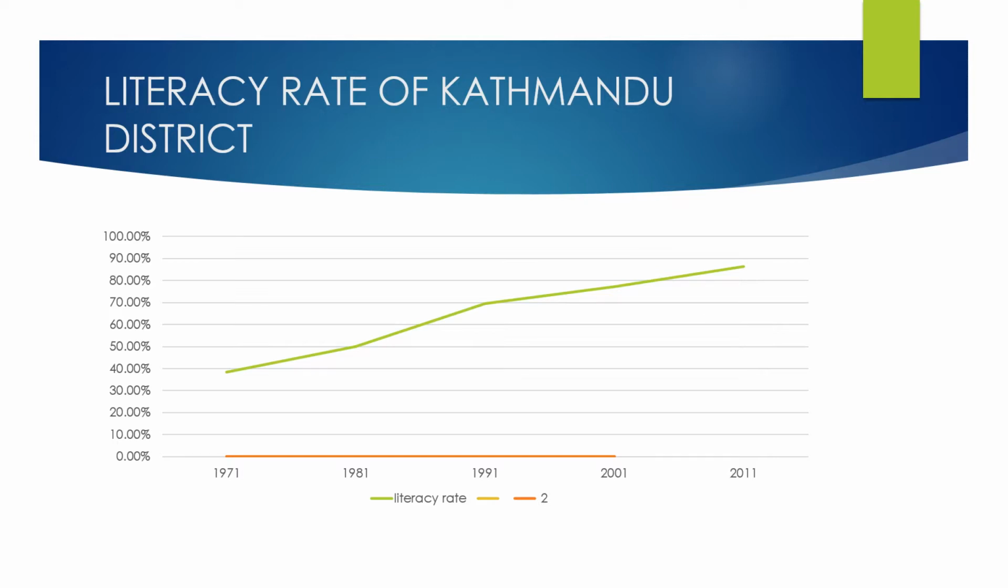So the reason behind this is due to the facility of infrastructure, where, as we know, the Kathmandu district is the capital city of Nepal. So in Kathmandu district, there were many facilities of infrastructure. There were many available schools, and also the public awareness of how important education is. So because of that, Kathmandu is the most educated district in Nepal.